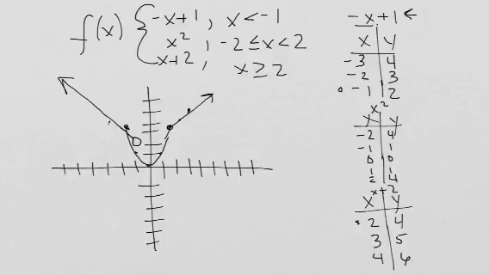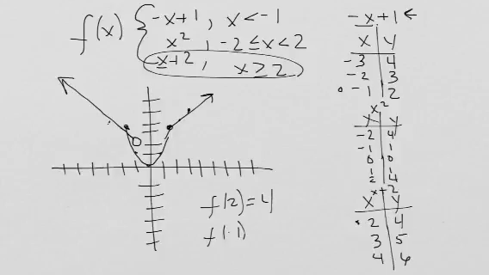Alright, so then 3b is asking me to evaluate f of 2. Well, f of 2 exists in this third function. If I substitute 2 in, I get 2 plus 2 is 4. 3c is asking me to evaluate f of negative 1. Negative 1 exists in this second function here. So if I substitute in negative 1, I get out that x squared is positive 1.